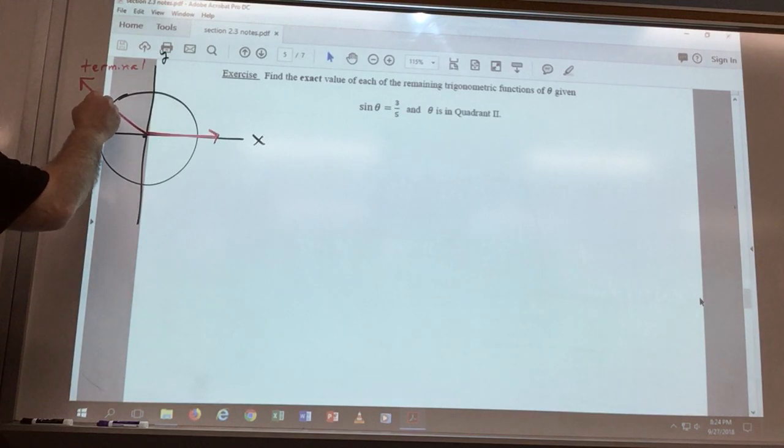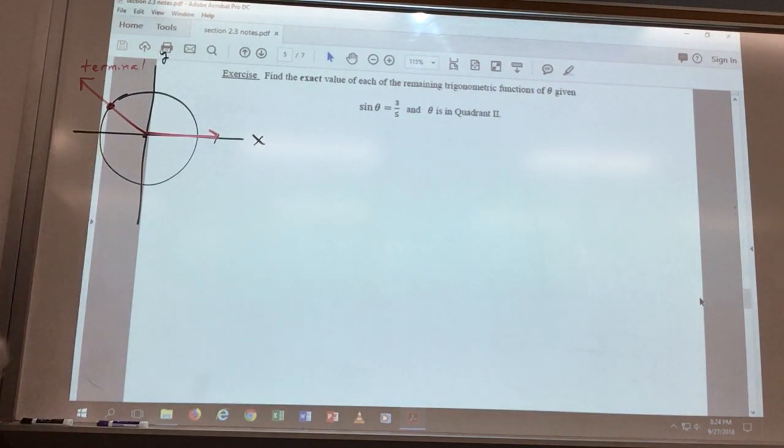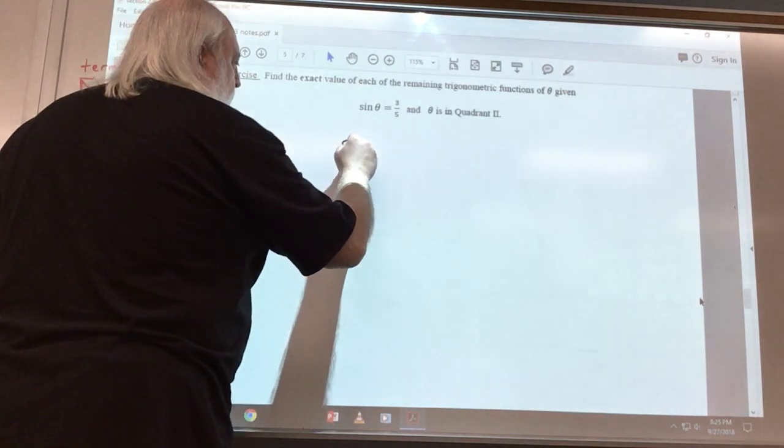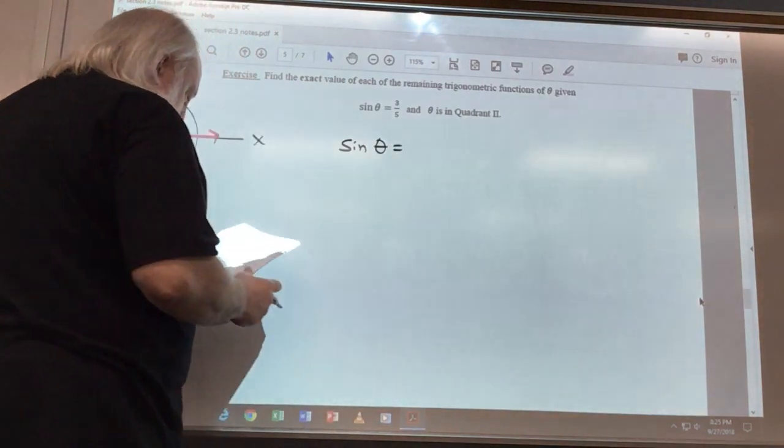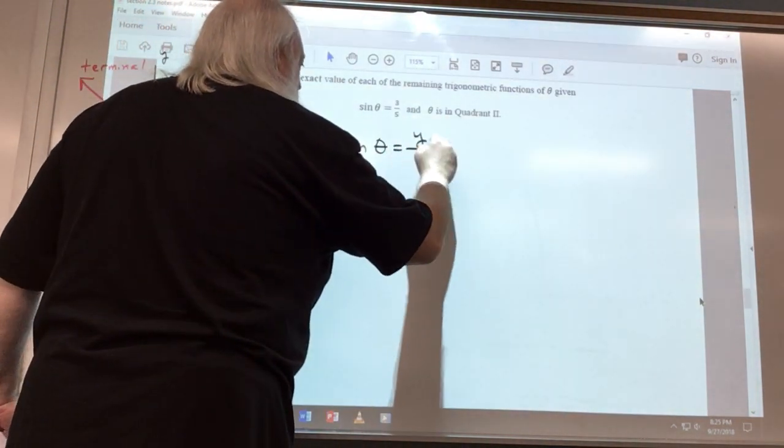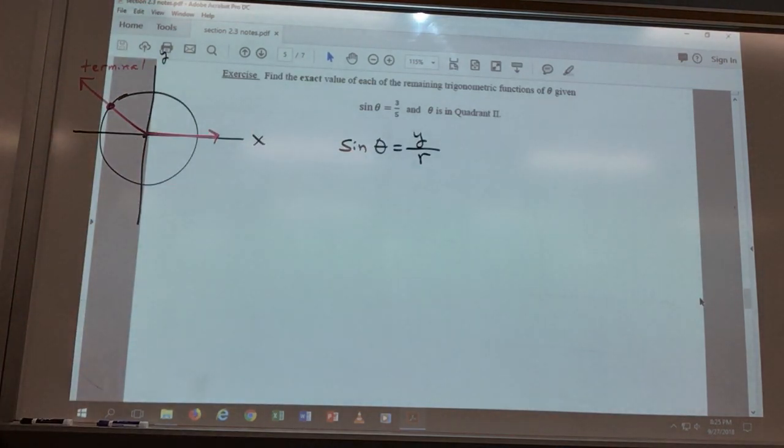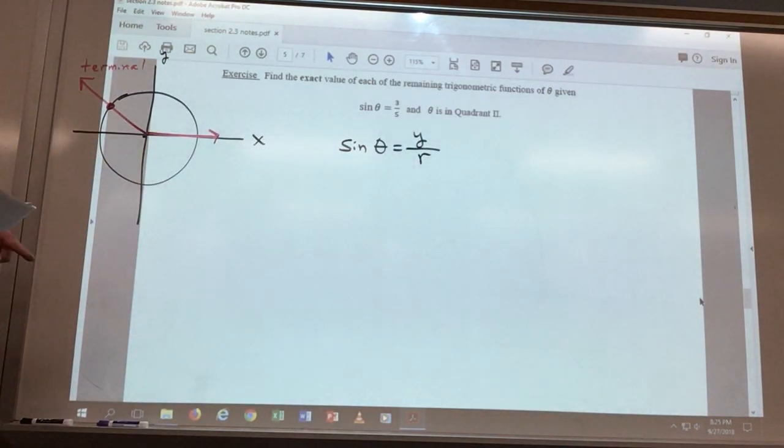And the terminal side crosses the unit circle at that point. And you know that the point on the circle is an ordered pair. It has an x coordinate and a y coordinate. Well, sine theta, from the definition of the 6 trig functions of theta, is equal to the y coordinate divided by the radius of the circle r. Actually, I misspoke. This is not a unit circle, okay? This is a circle of radius r.